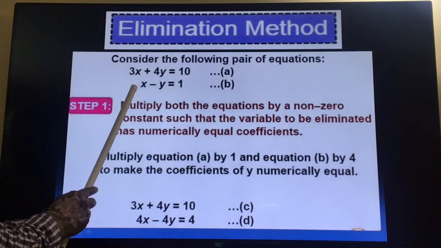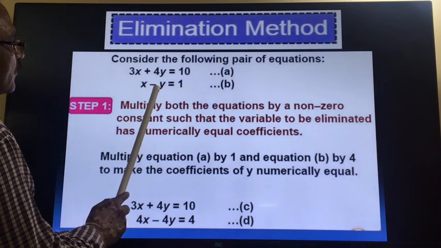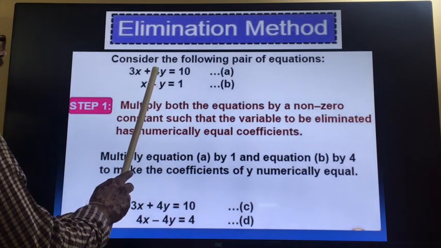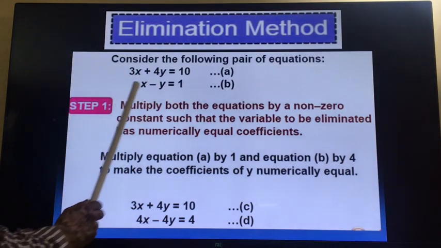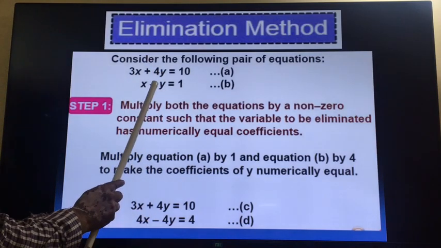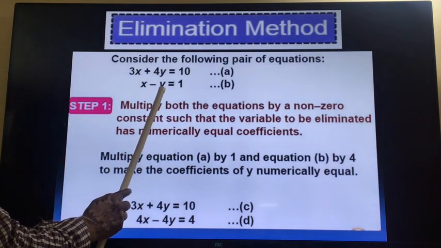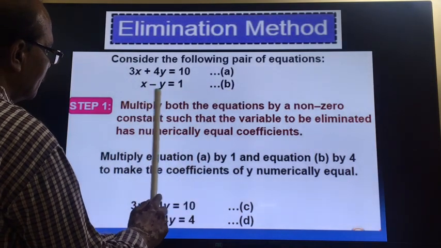So either you make the coefficient of x equal, or, here the coefficient of y is 4 and here the coefficient of y is minus 1. So either you equate the coefficient of y or you equate the coefficient of x. In this question we are equating the coefficient of y. Here it is 4y, here it is only 1y. So we will multiply the second equation by 4.